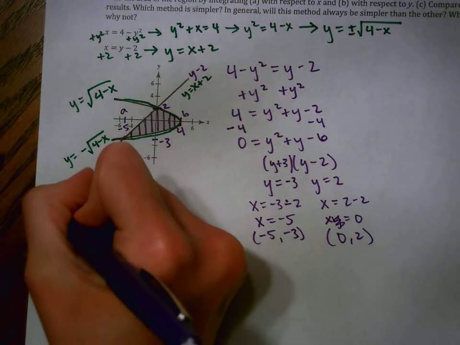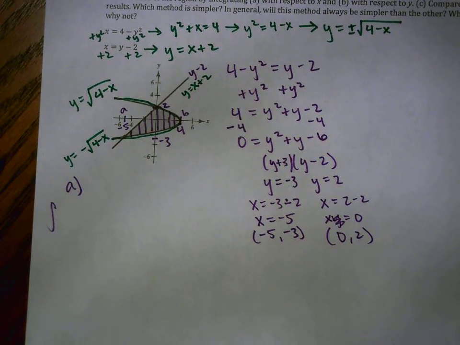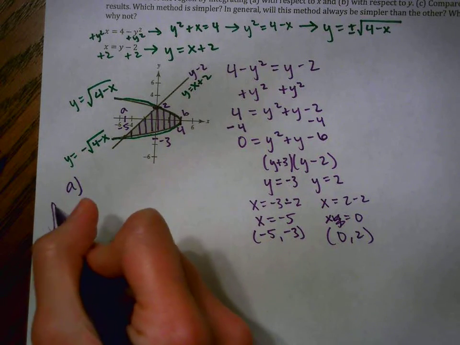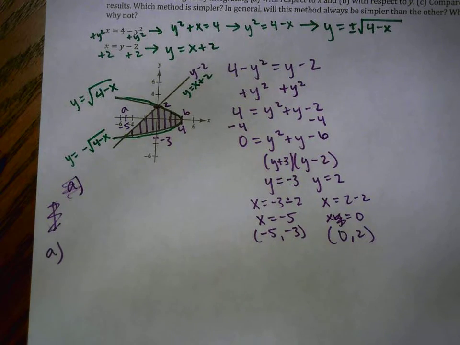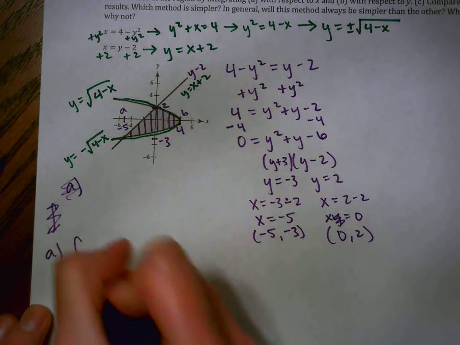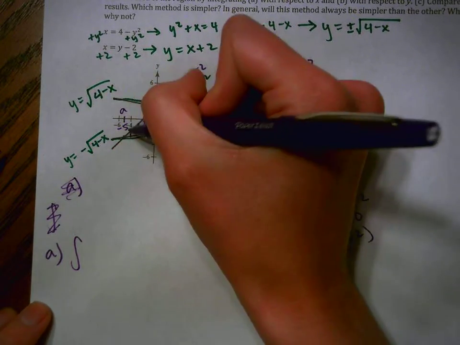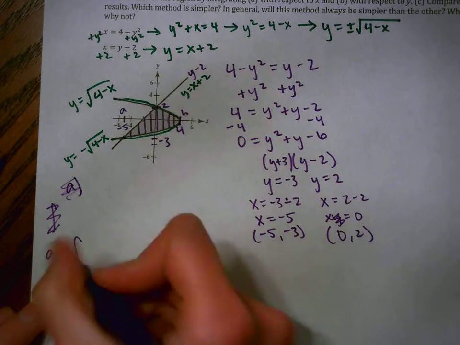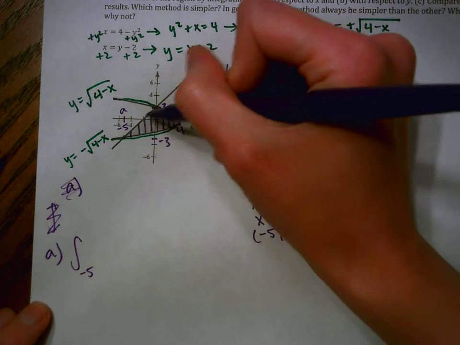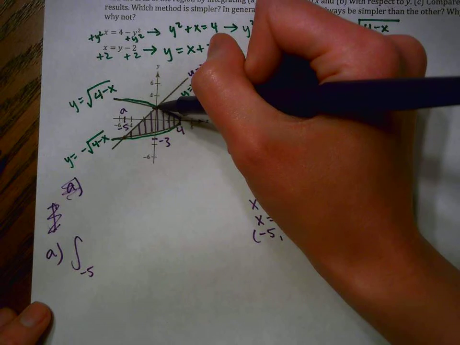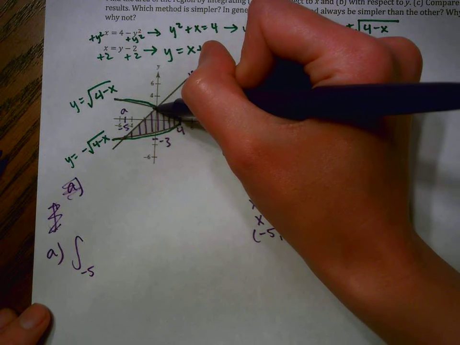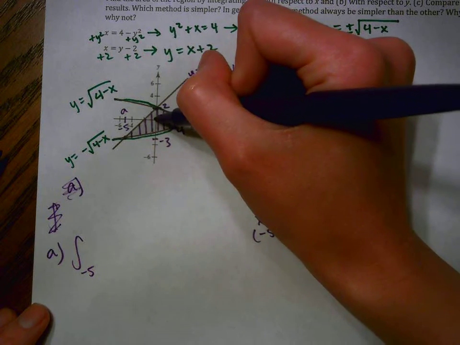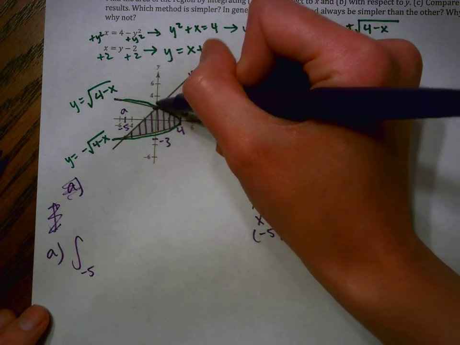So I'm going to write the integral. You know what, I'm going to come down a little bit because I don't want to run out of room. I'm going to put part A down here. And I have the integral from the farthest left you start at, which is -5. And then where is the top function going to switch? Right here at this intersection point. So we're going to do from -5 to, what is this x value? Which is 0.